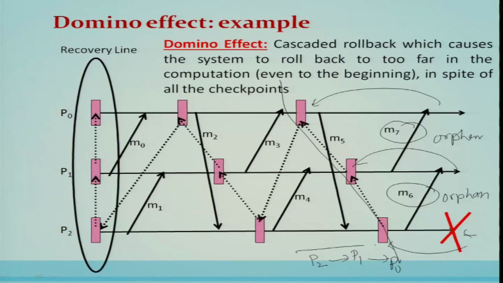P0 also has to roll back. So this rolling back of P2, which triggers the rollback of P1 as well as the rollback of P0 from these checkpoints, is called a cascaded rollback, and this is called the domino effect. Why? Because the domino effect, as you can see, is due to the orphan messages.